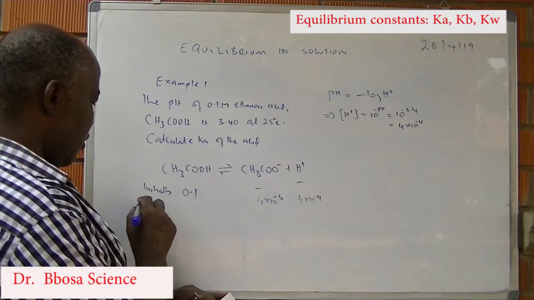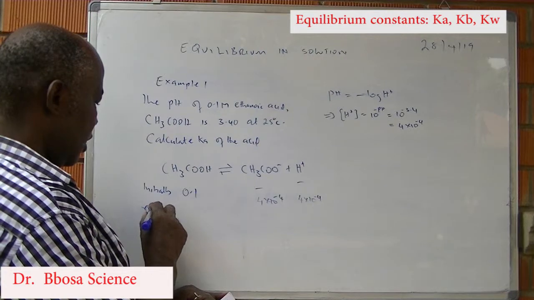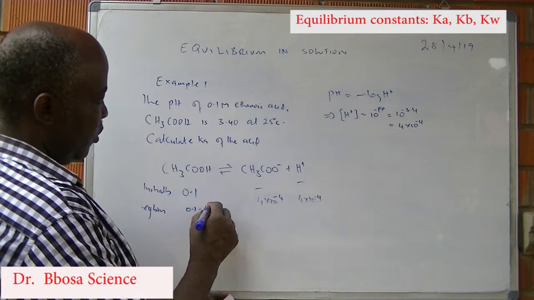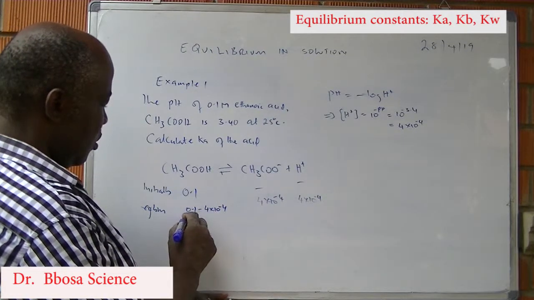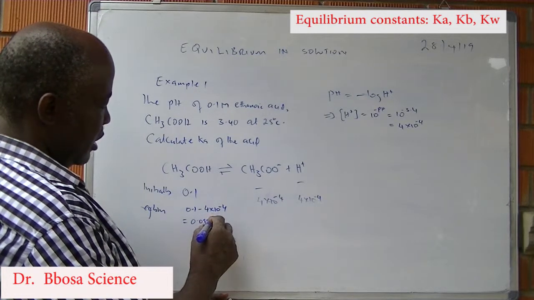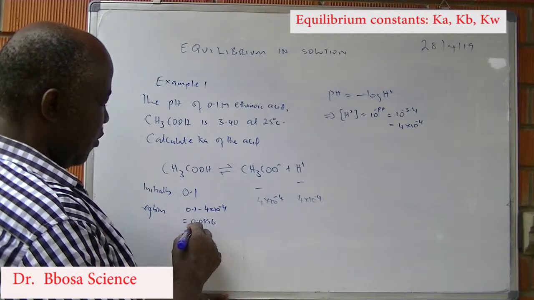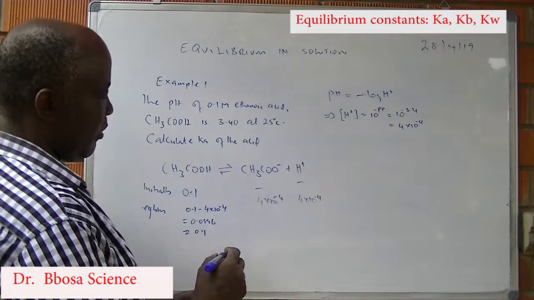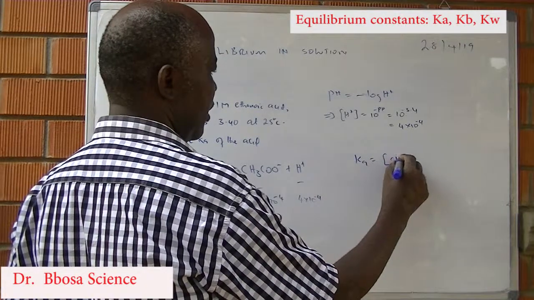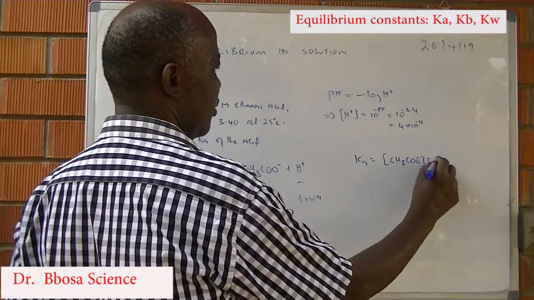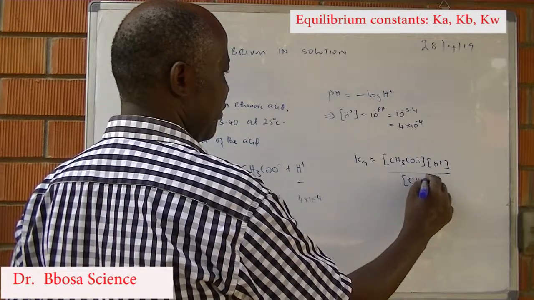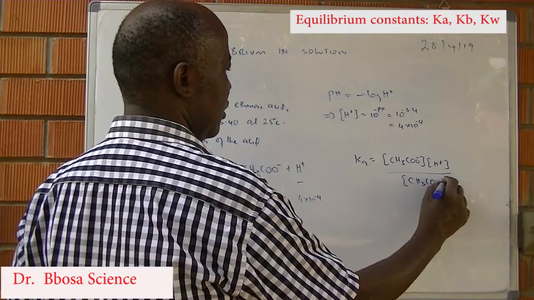concentration of the acid at equilibrium will be equal to 0.1 minus 4 times 10 to the power negative 4, which is equal to 0.0996, which is approximately equal to 0.1. But Ka is equal to concentration of ethanoate ions, the two concentration of hydrogen ions, over the concentration of the acid, which is CH3COOH.